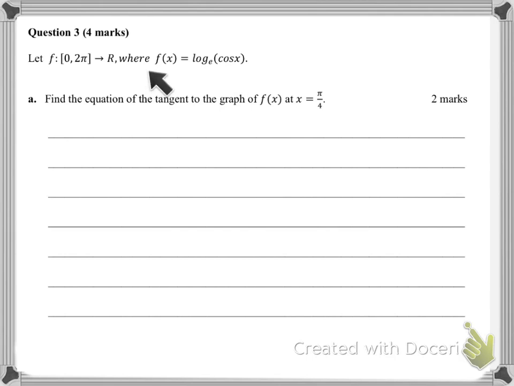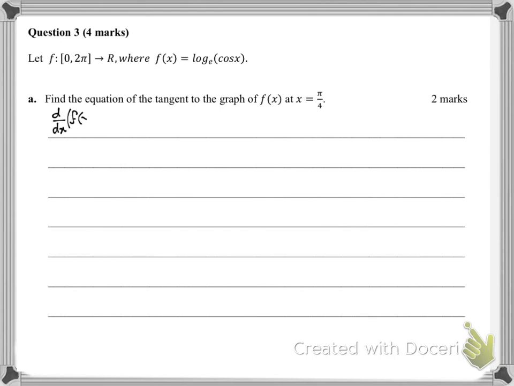Question 3, we've got the function which is log base e of cos of x, across this domain 0 to 2 pi. Find the equation of the tangent to the graph. So the gradient of the tangent to this graph is the same as the derivative at this point, x equals pi on 4.